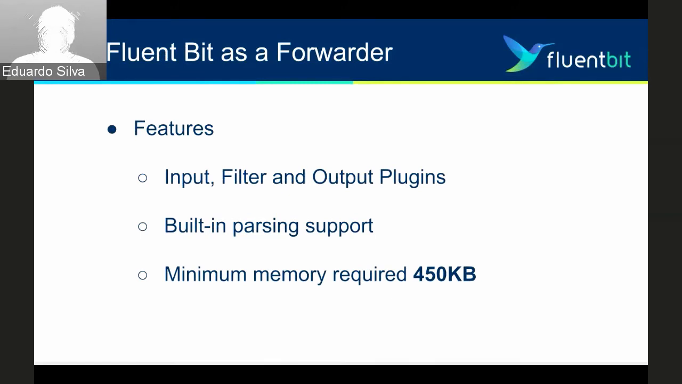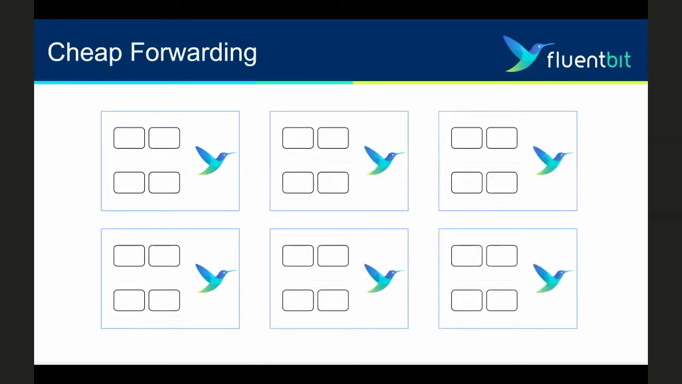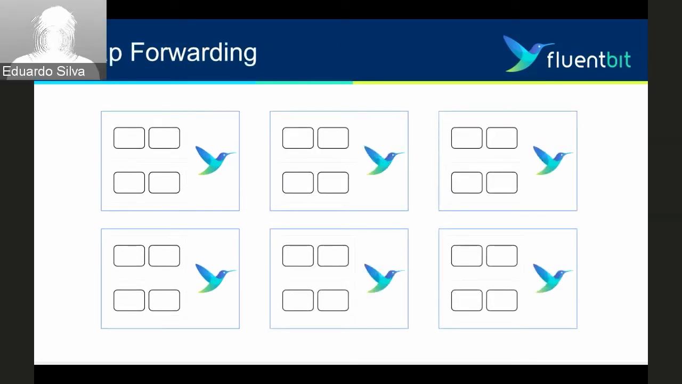The approach that we are trying to test right now with Fluent Bit, and we already have some early adopters, is to put Fluent Bit inside the most critical nodes that need performance and try to keep the memory usage quite low, and make Fluent Bit talk directly to Fluentd. In this case, Fluent Bit is working as a forwarder, and Fluentd is the aggregator. And Fluentd takes care of storing the logs in a reliable way in their own backends. So with this model, we can have cheap forwarding of logs.